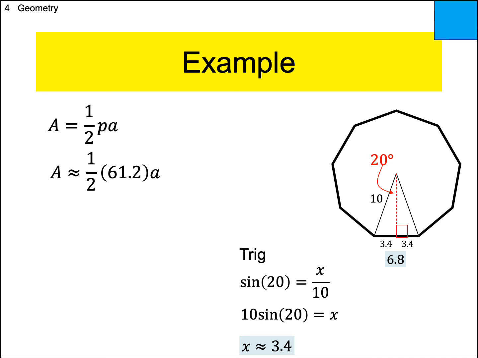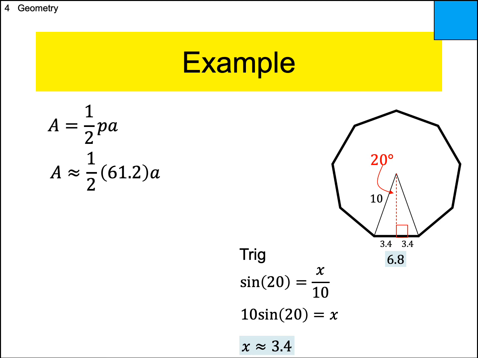Now we've got to find the apothem. Well, we could use the Pythagorean theorem, 3.4 squared plus x squared is equal to 10 squared. You could do that. Since I'm already set up for trig, I'm just going to use trig again. But the Pythagorean theorem would give it as well. So let's see. I'm trying to find the adjacent side this time.